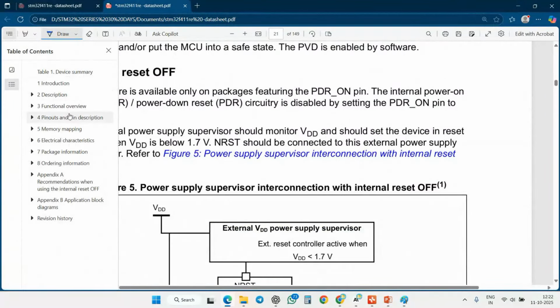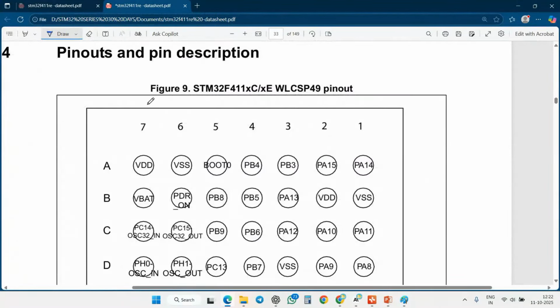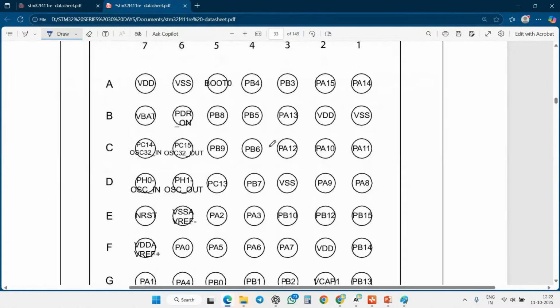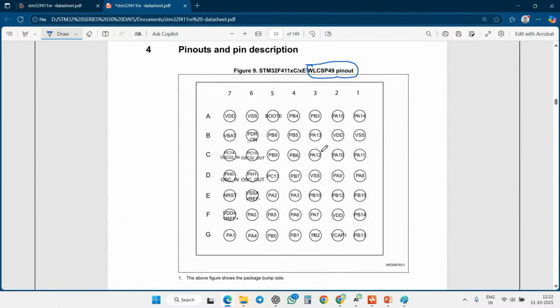Now we are going to study the pinouts. Pinouts are a very important parameter because each pin is connected with a particular peripheral, and we need to understand this concept. This time I'm going to show you something. This is one of the packages, and this is how pins are allocated inside this package. It is a round form of pins.